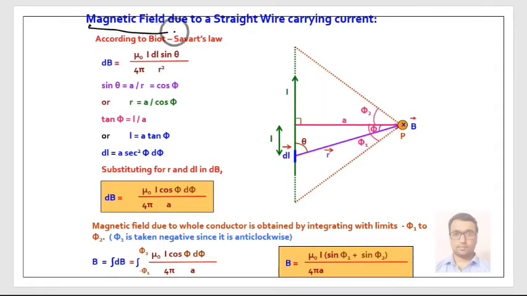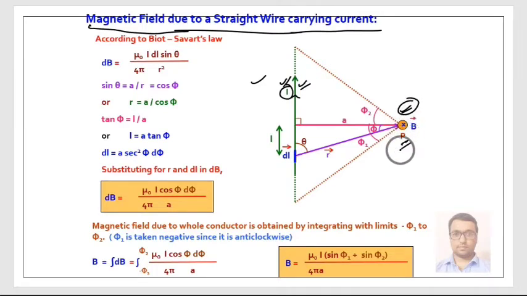Then we have magnetic field due to a straight wire carrying some current. Now suppose you have some straight wire and some amount of current I is flowing into it, and you want to calculate magnetic field at the point P. Suppose we have considered one small element of length dl, and this element is at an angle theta from this point P.